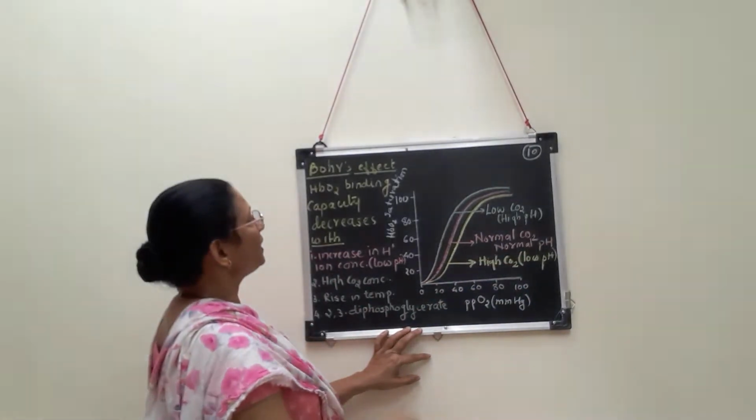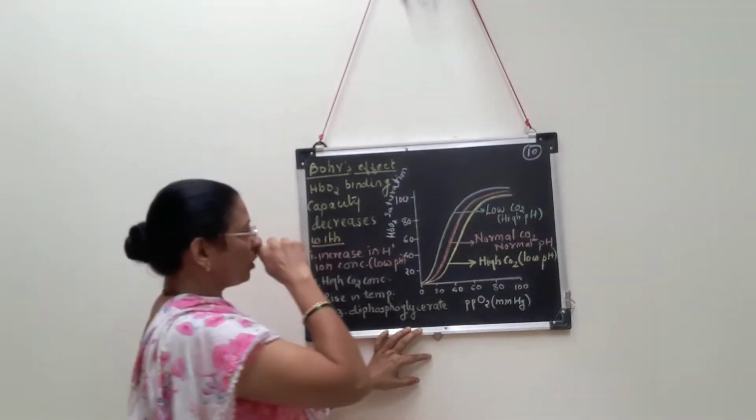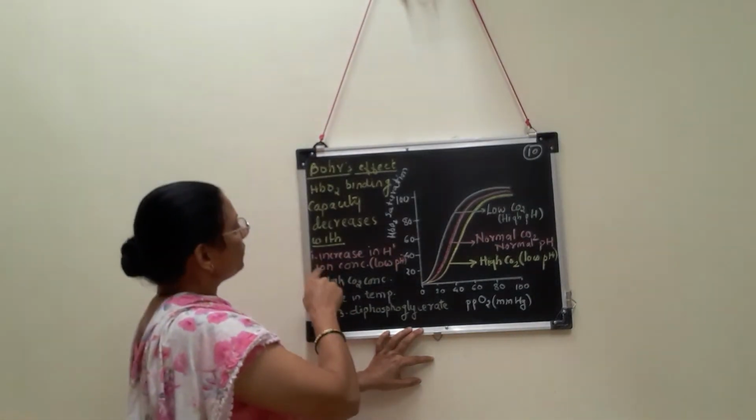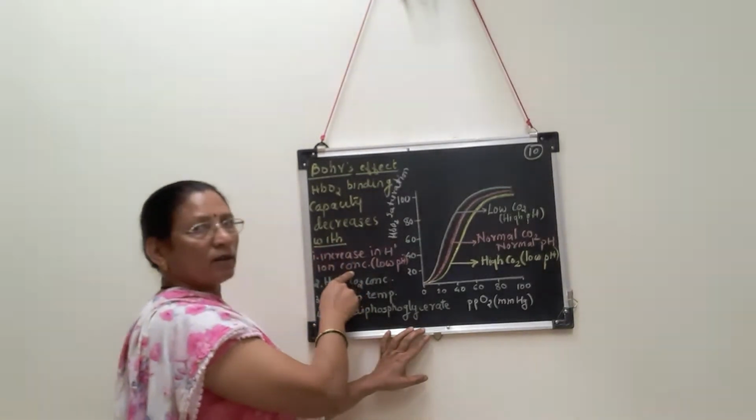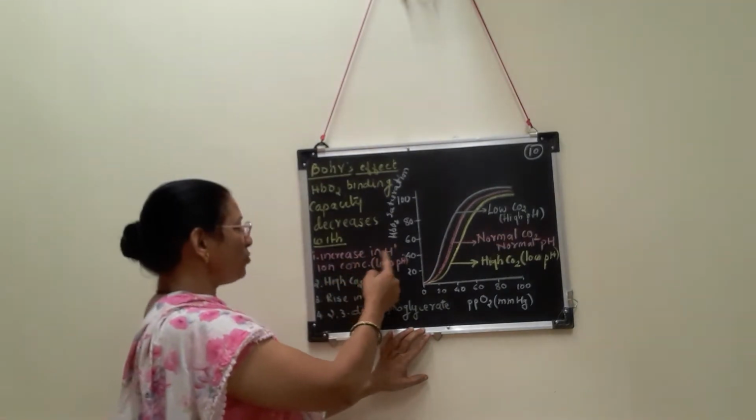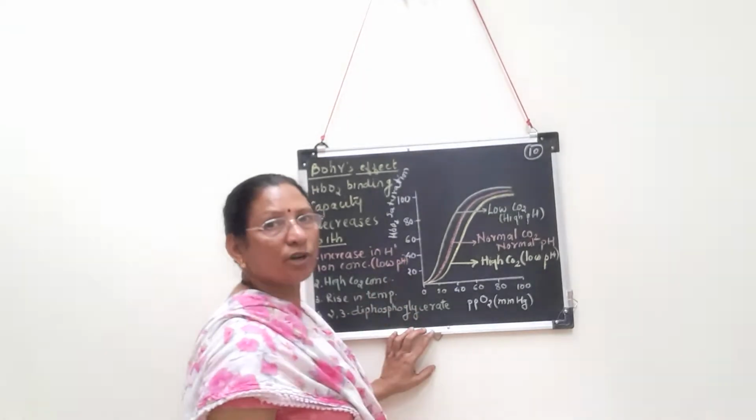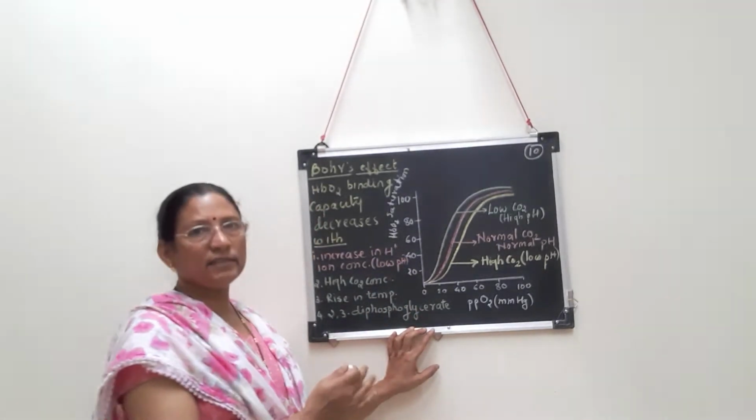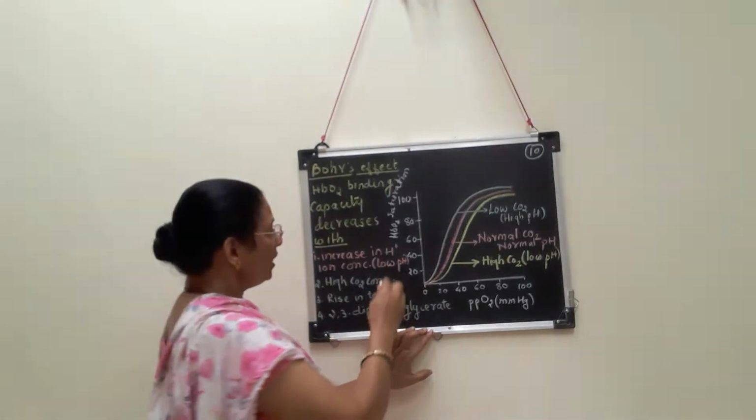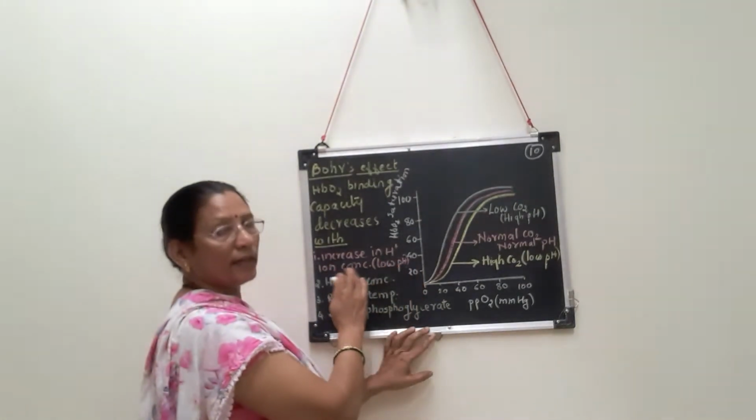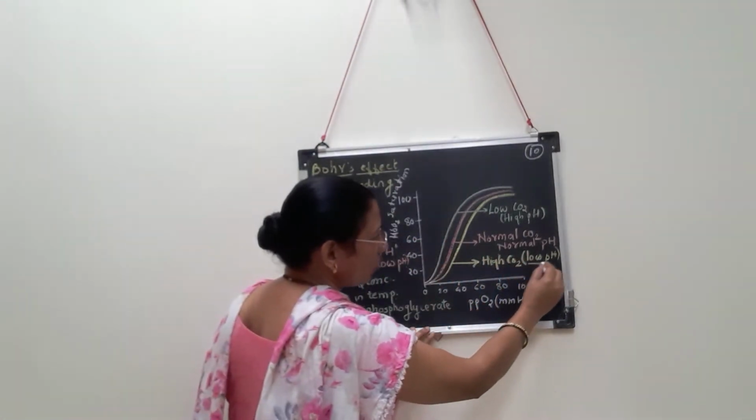In other words, this shifting of the oxygen dissociation curve is due to what? What are the reasons for this shifting? The reasons are an increase in hydrogen ion concentration. An increase in hydrogen ion concentration results in low pH. Normal, neutral pH is 7, and a decrease in pH means 6, 5, 4, 3 and so on. This decrease in pH means a highly acidic environment. So one of the reasons for shifting of the oxygen dissociation curve is low pH.